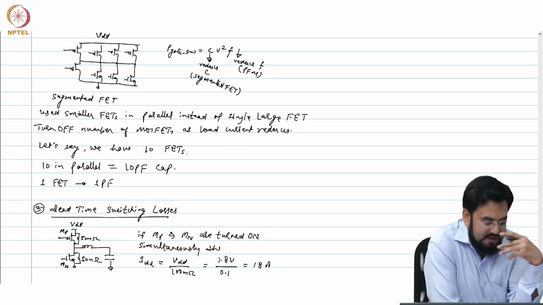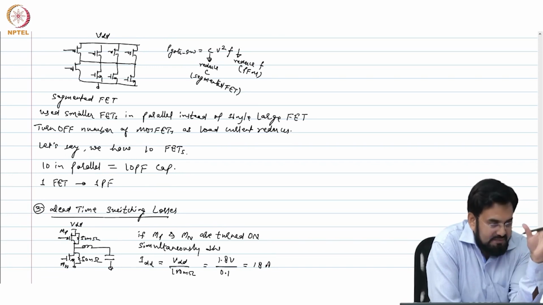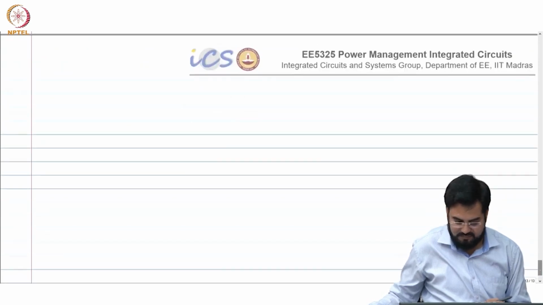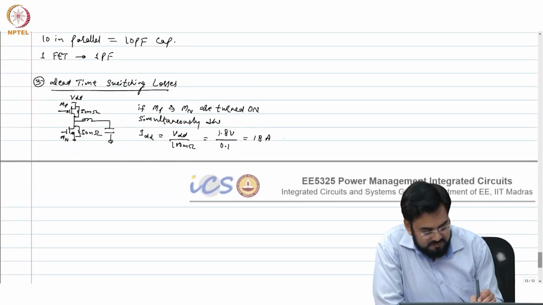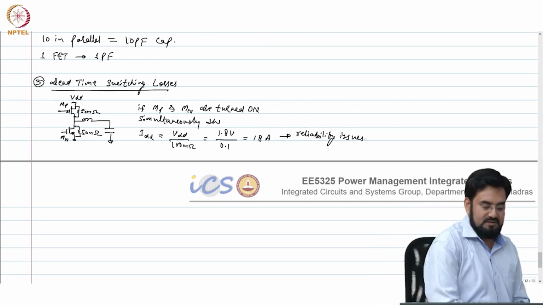So 10 times more current, it will break your power factor. Okay, it will damage your metals, it will damage your FETs, everything. So these we have reliability issues due to heat.